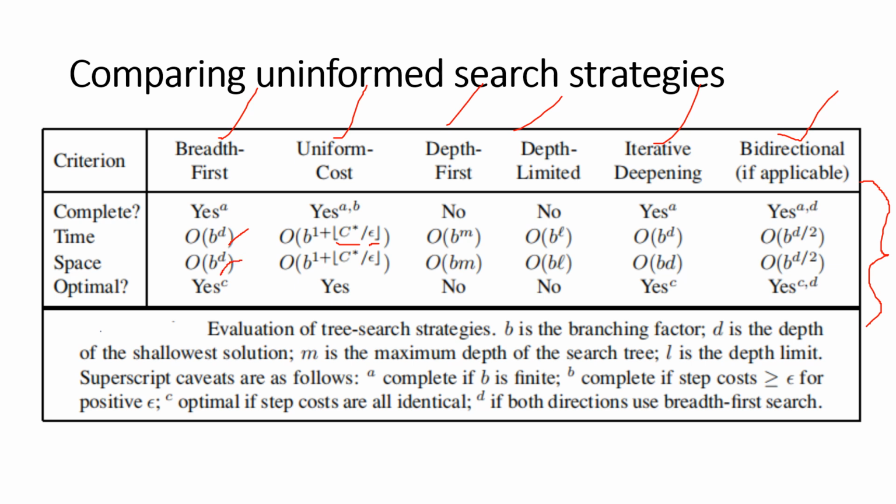And is it optimal? Yes, it is optimal if all step costs are equal. And it explores level by level. Then we are moving to the next one, that is uniform cost search.